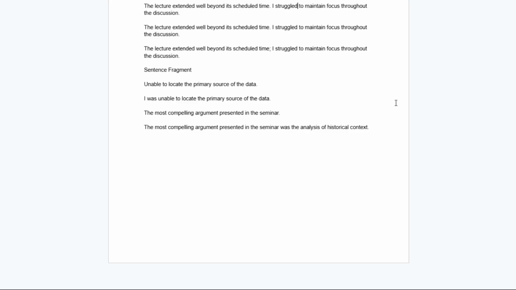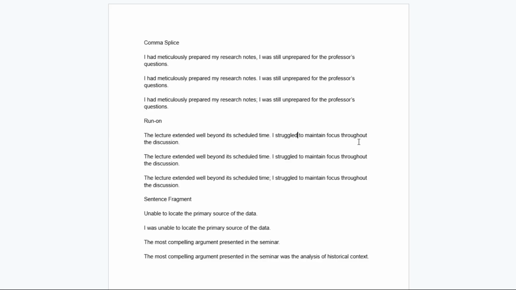And then we have another example here where this is missing a verb. The most compelling argument presented in the seminar. There is no verb. That's an incomplete sentence. It's not explaining what that argument was or giving any idea of what it was. So a correction would be: the most compelling argument presented in the seminar was the analysis of historical context. So those three are big mistakes a lot of people make without realizing it.